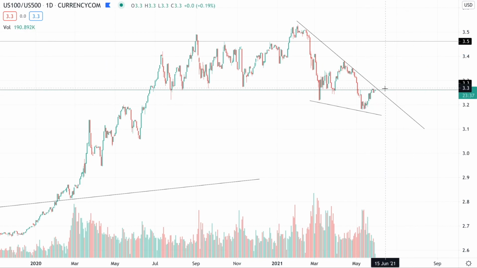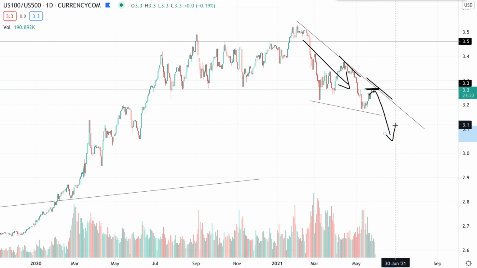But that breakout hasn't occurred yet. We're still below that line of resistance. We're still in a short-term downtrend. And if we get a big rejection off this level here, we could see a lot more downside on this tech to S&P 500 ratio.